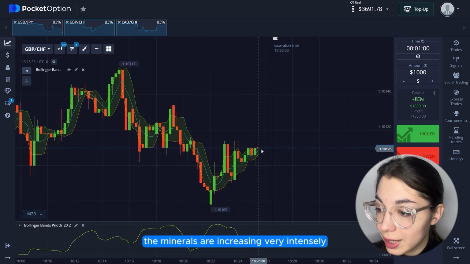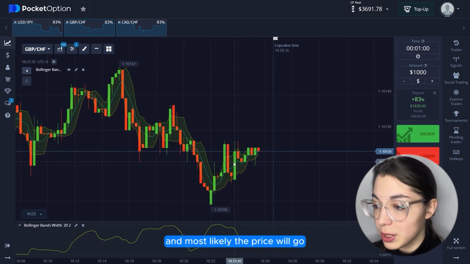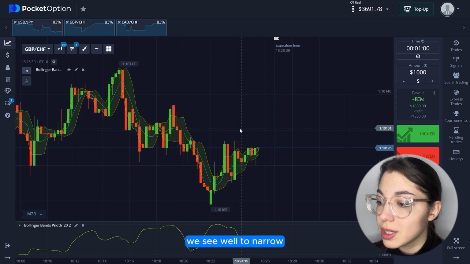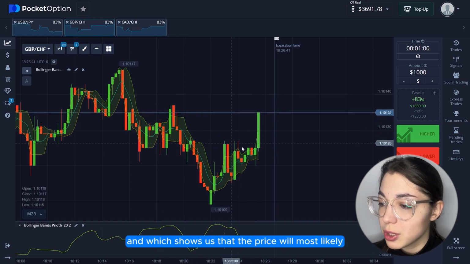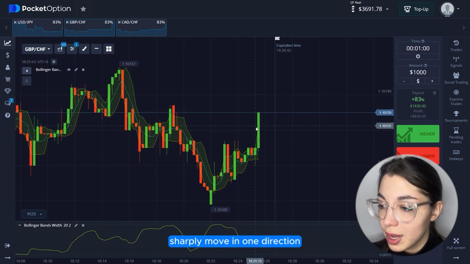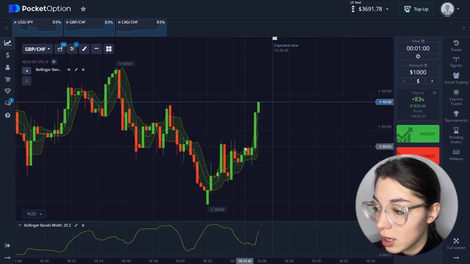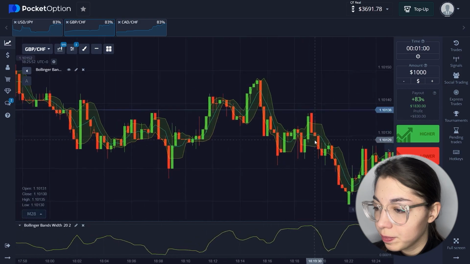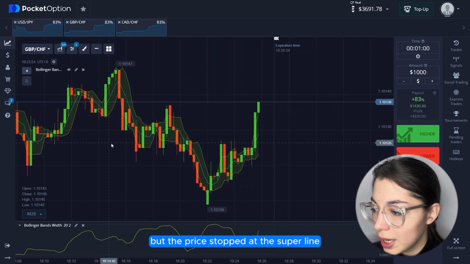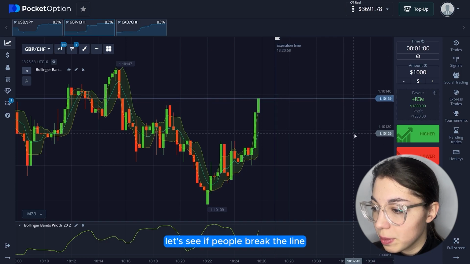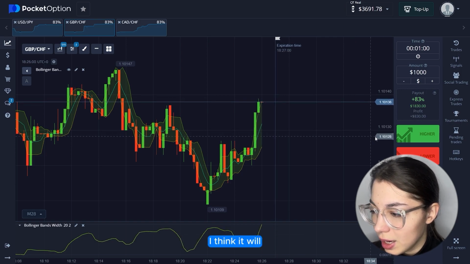The minimums are increasing very intensively and most likely the price will now break the resistance line. On the BB width, we see volatility narrowing, which tells us that the price will most likely sharply move in one direction. Here goes the price up. Volatility has sharply expanded. But the price stopped at the super line, from which it often rebounds downwards. Let's see if it will break the line. I think it will.